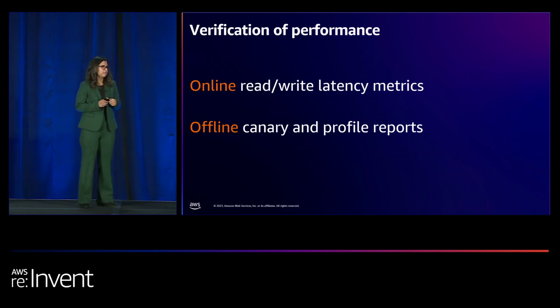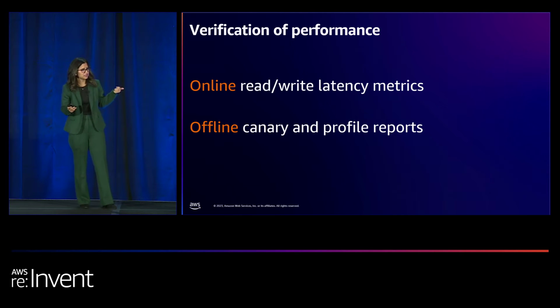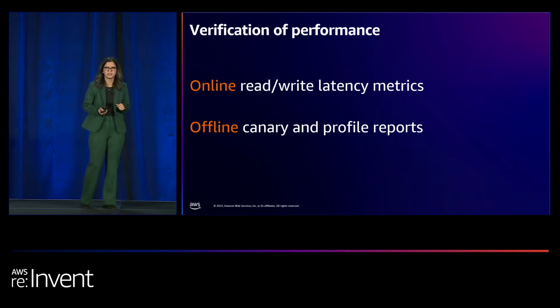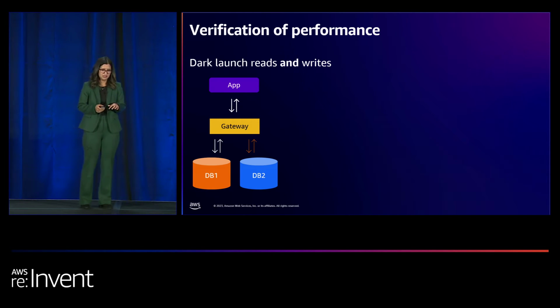Now let's talk about verification of performance. Again, there are two ways to do it. Either we can use the online way, using the read and write latency metrics, or we can use the offline way, where basically we use canaries and profile reports. So in order to do the online comparison, we have dark launched not only our writes, but our reads as well. What does it mean?